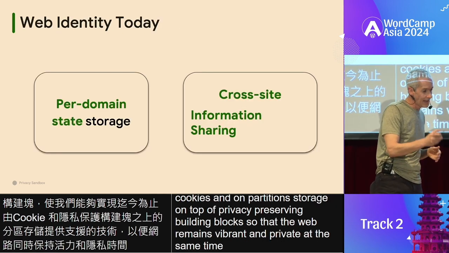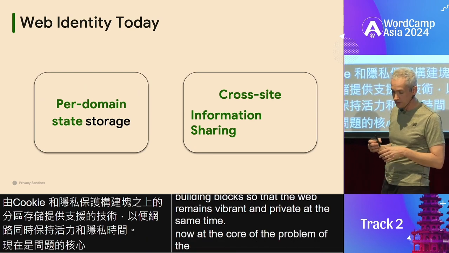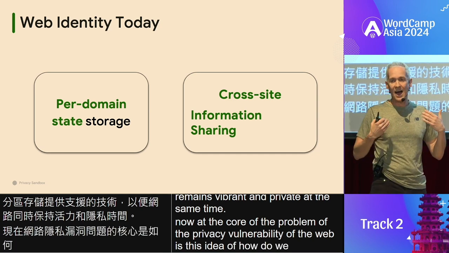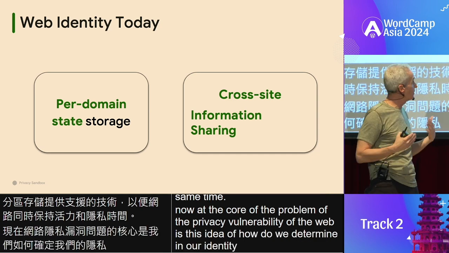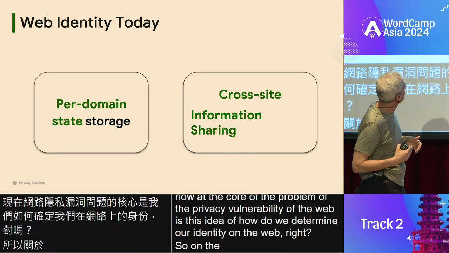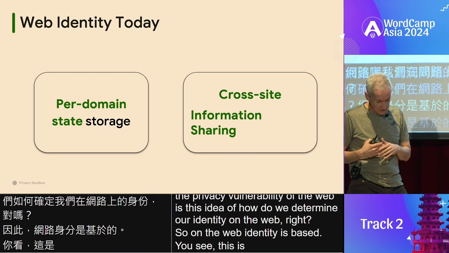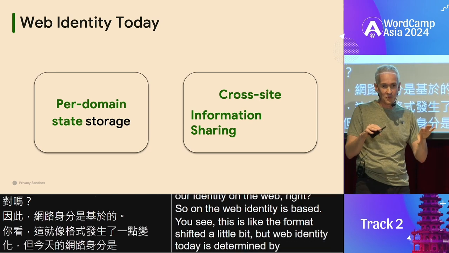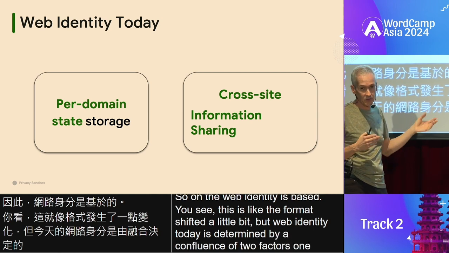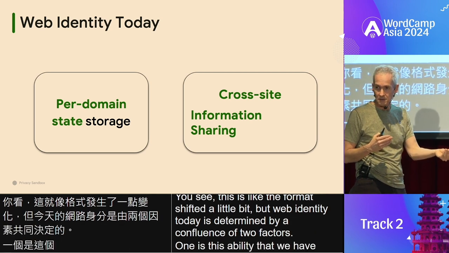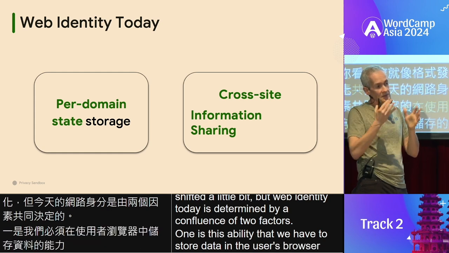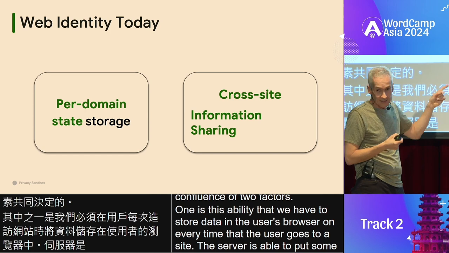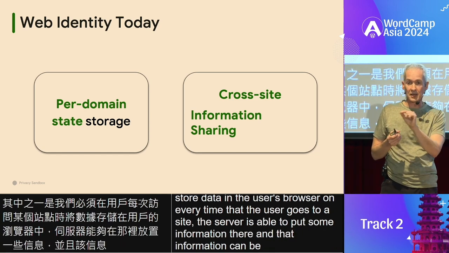Now, at the core of the problem of the privacy vulnerability of the web is this idea of how we determine our identity on the web, right? Web identity today is determined by a confluence of two factors. One is the ability that we have to store data in the user's browser. Every time the user goes to a site, the server is able to put some information there. And that information can be shared across site boundaries, right?